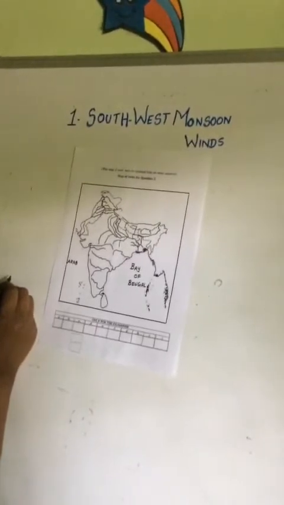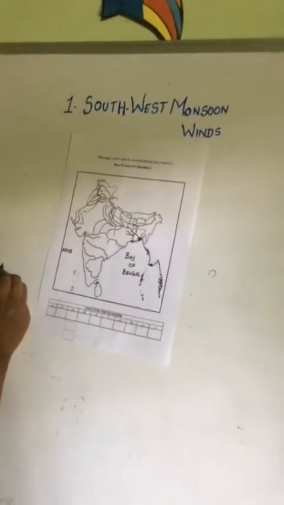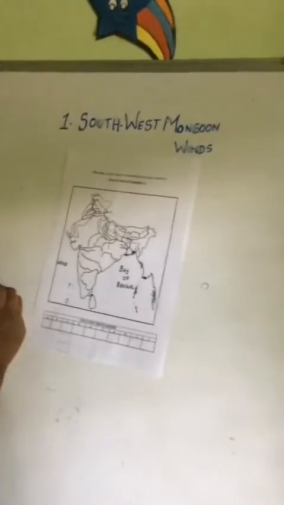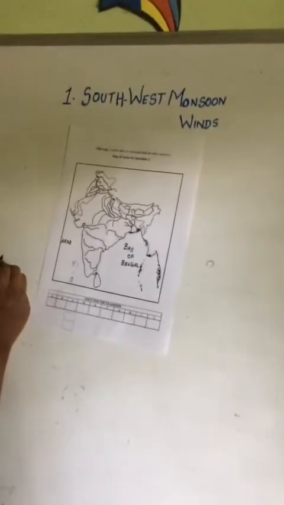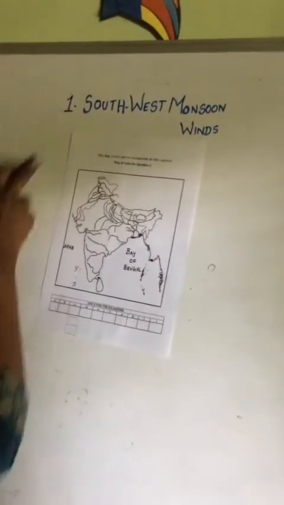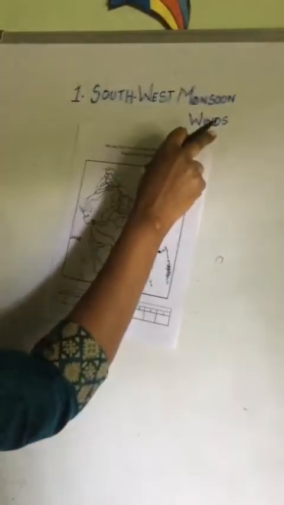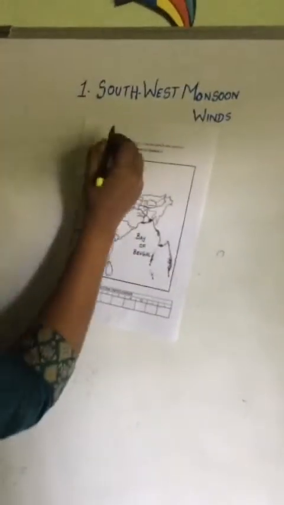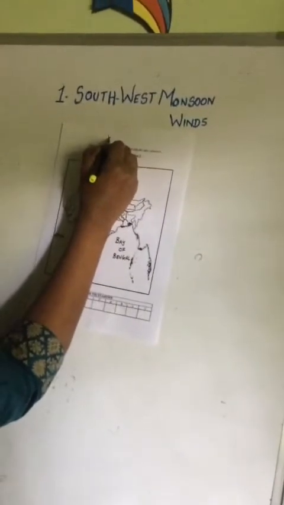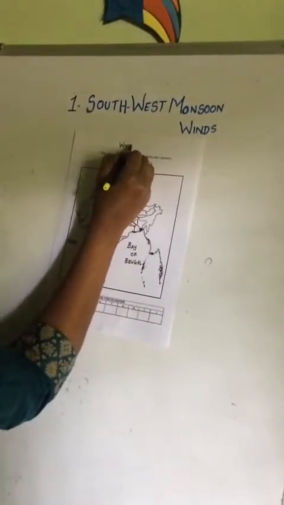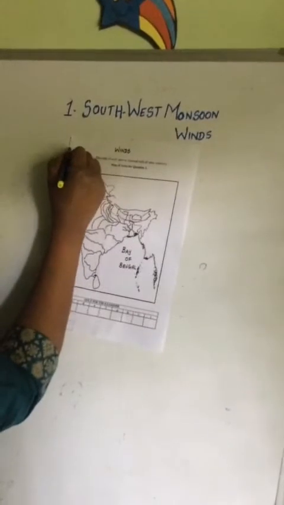We are taking up the Climate of India lesson. There are three winds in our lesson curriculum. First, let us see the southwest monsoon winds marking. So, write the heading as winds. Write today's date.